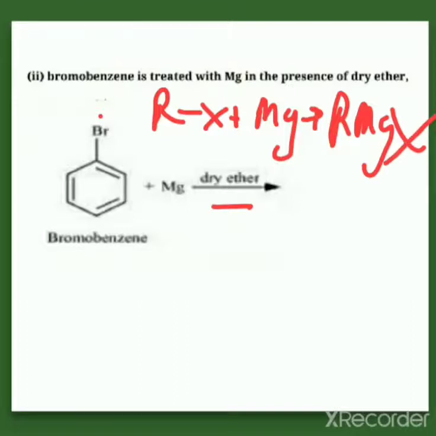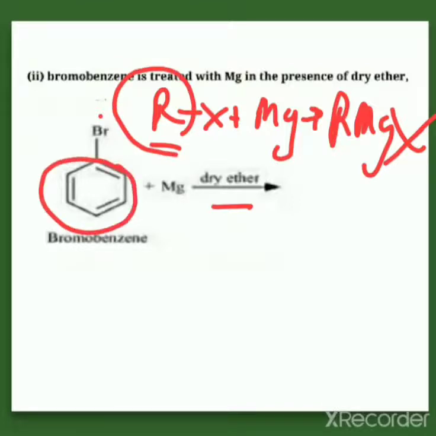I told you to learn this. The same way you can apply here. In the place of R, we have benzene. In the place of X, we have Br. Now this is our product. Now you apply the concept here. R is our benzene ring and X is Br.